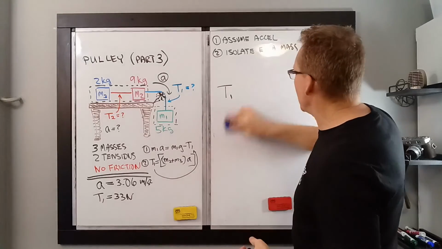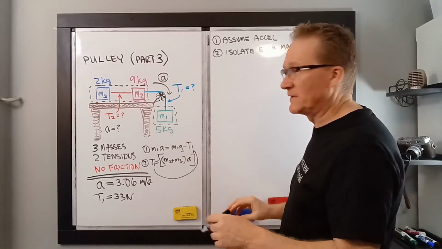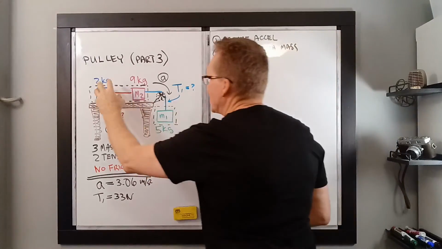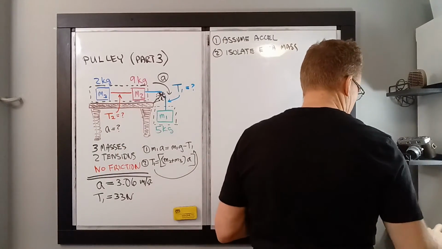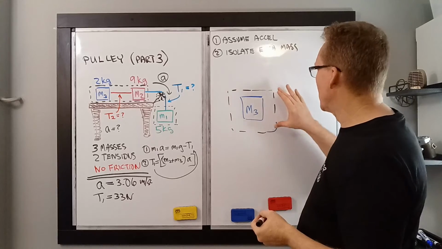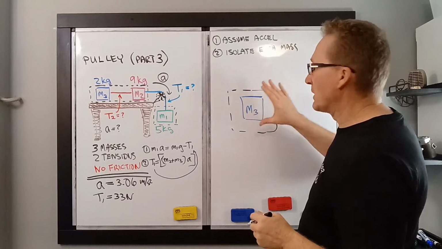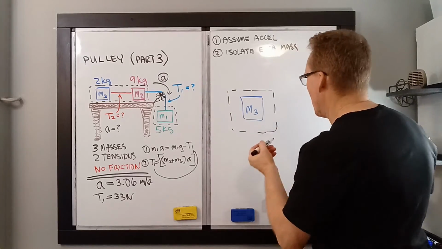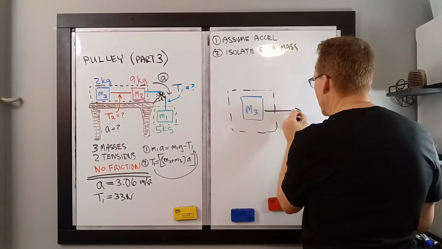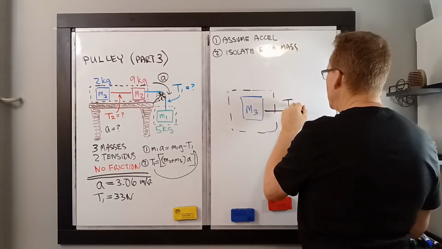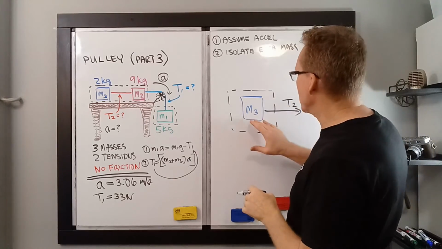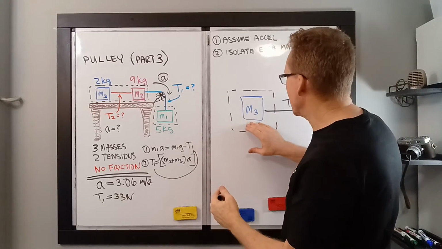We've found T1. We have not found T2 yet. However, we have enough information now to be able to find that relatively easily. So let's take a little isolation on this one over here. I'll redraw the isolated M3 here. Let's say I redrew M3 with an isolation box around it, and we want to look at M3 and see what happens to it. What are the forces acting, the unbalanced forces? There's up and down, of course, not concerned about that. So here we have T2 acting on it. That's the only force acting on it that's unbalanced, that's going to cause an acceleration.